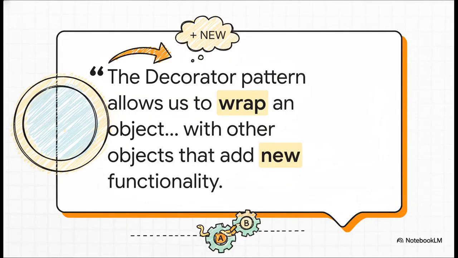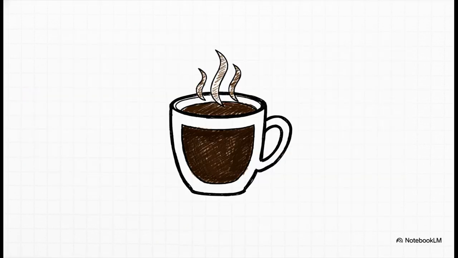The key word, the most important verb, is wrap. You take your core object and you wrap it in another object. That new object adds some extra behavior, and then it delegates the main job back to the original object it's wrapping. You know what? Let's make this way less abstract.